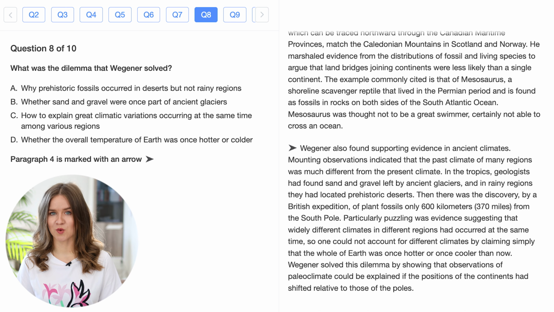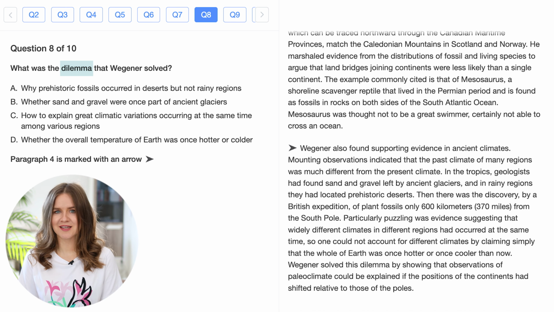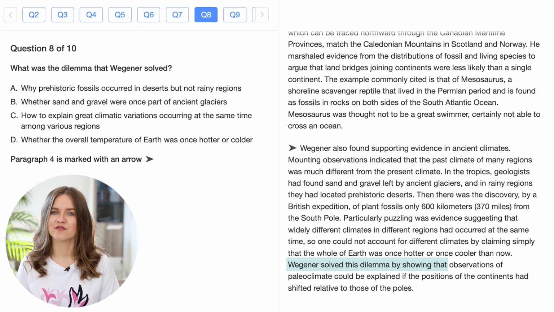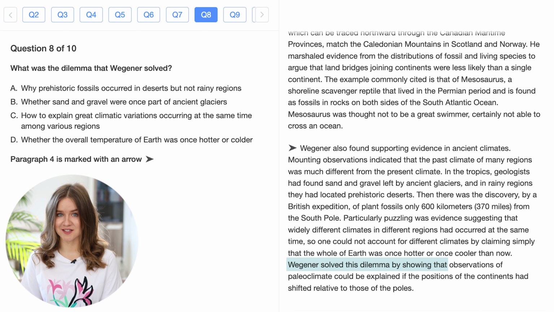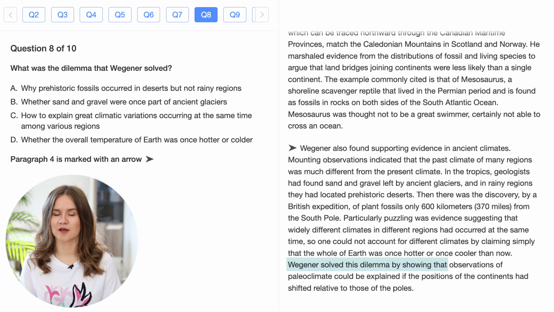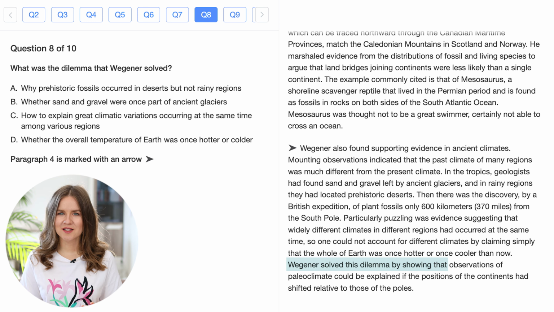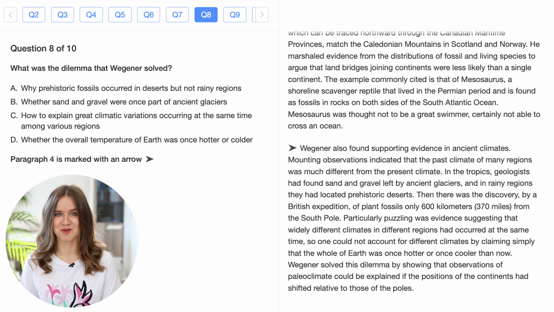The key word in this question is dilemma. I can easily spot it in the last sentence of the paragraph. Wegener solved this dilemma by showing that. So, Wegener solved the dilemma. But what exactly was the dilemma? Let's look at the previous sentence to figure that out.